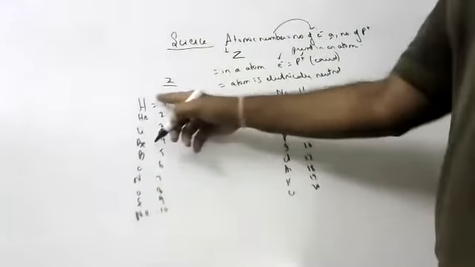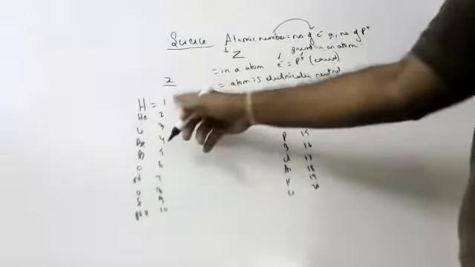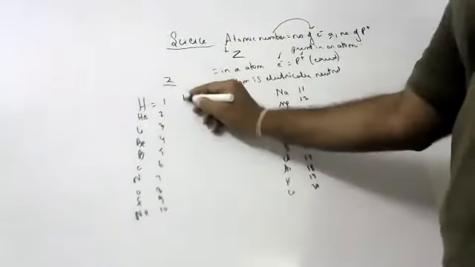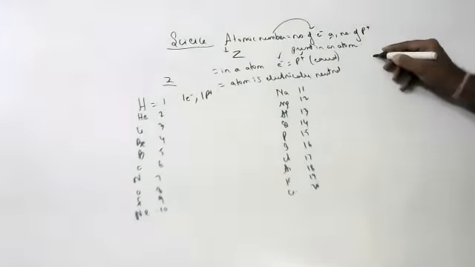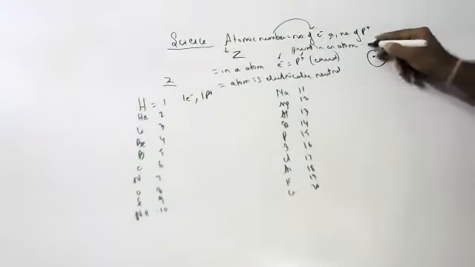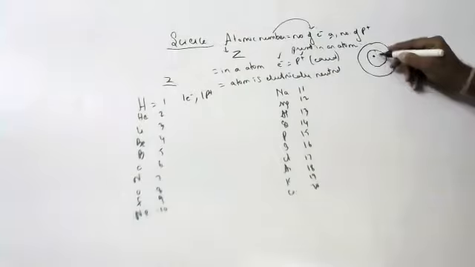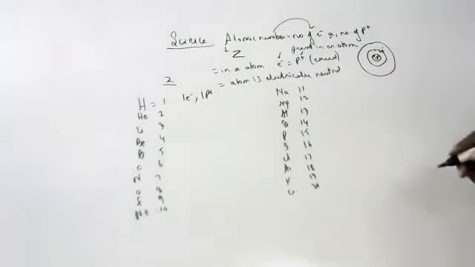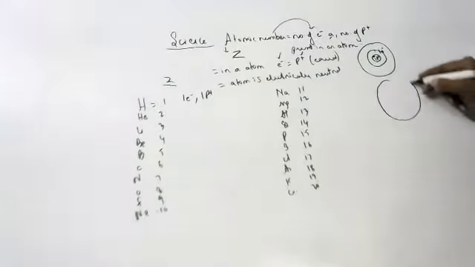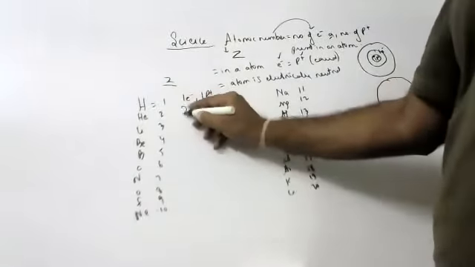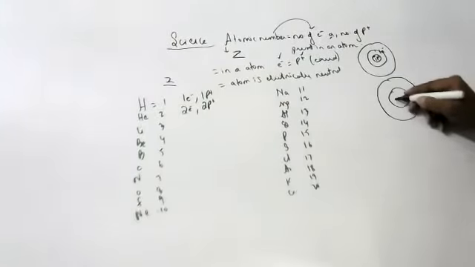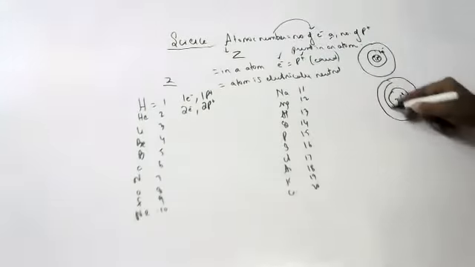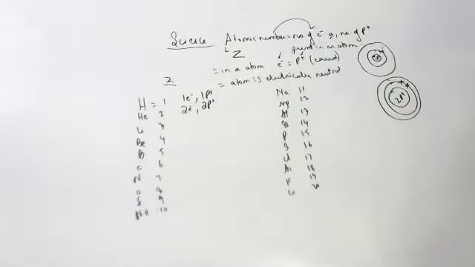Atomic number 1 means what, children? Hydrogen atomic number 1 means it has one electron and one proton. If you draw an atom, children, this is the nucleus, these are the shells. Inside the nucleus, one proton is there and one electron is there outside the nucleus. Again, suppose you take helium. In a helium atom, two electrons and two protons are there. Inside the nucleus, two protons are there and outside the nucleus, two electrons are there.